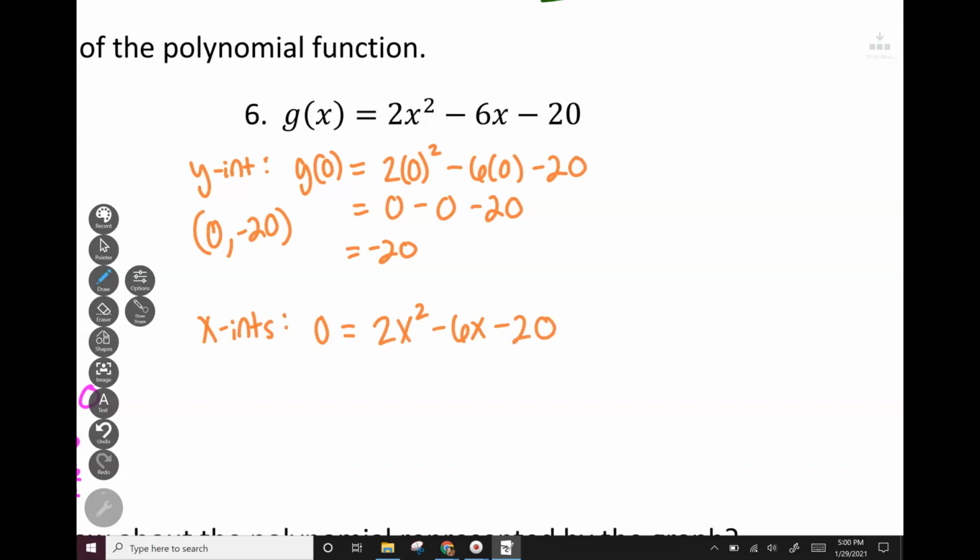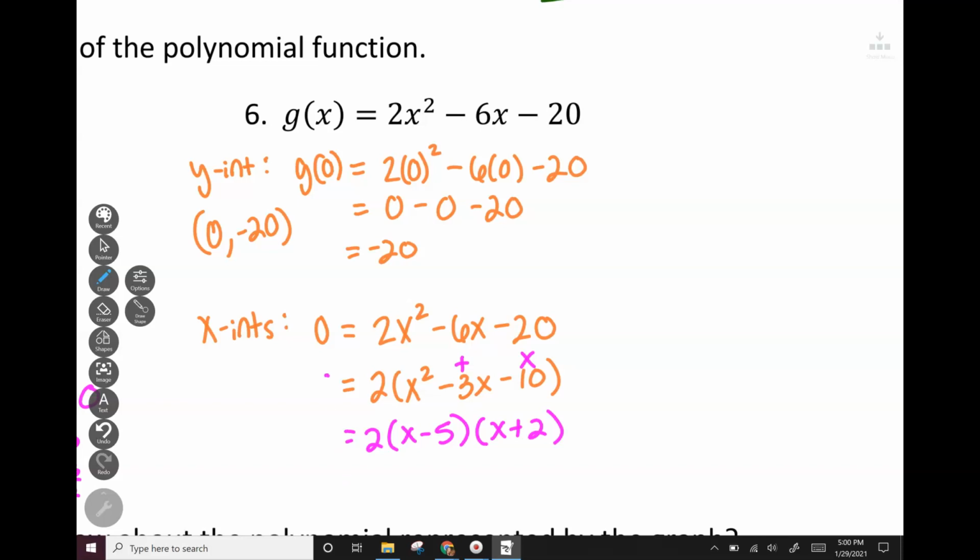And here, we can actually factor this to find our x-intercepts. So factor out the 2, your GCF, and now we want to factor this trinomial. So remember, to factor trinomials, you're thinking what number adds to negative 3 and multiplies to negative 10. That is going to be negative 5 and positive 2, so that they add to negative 3.